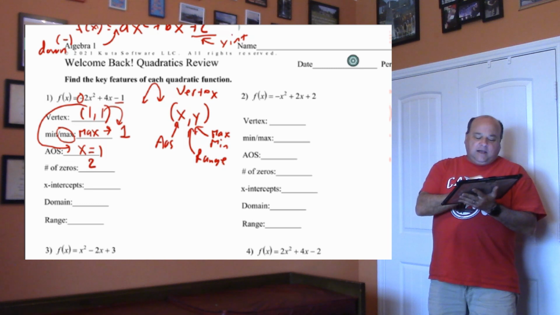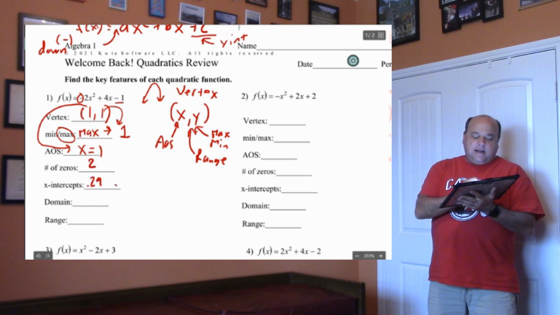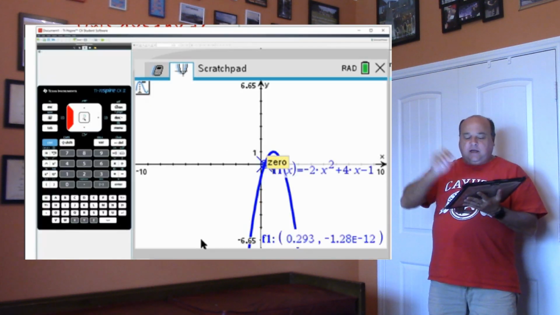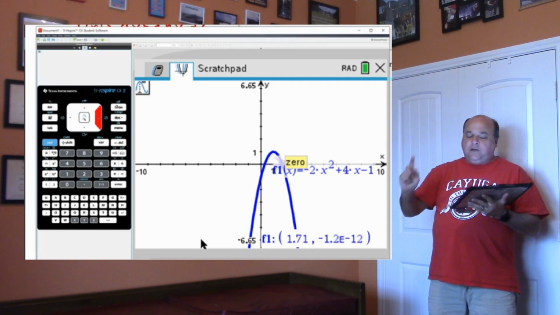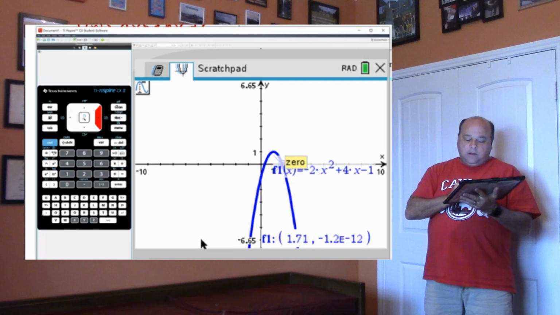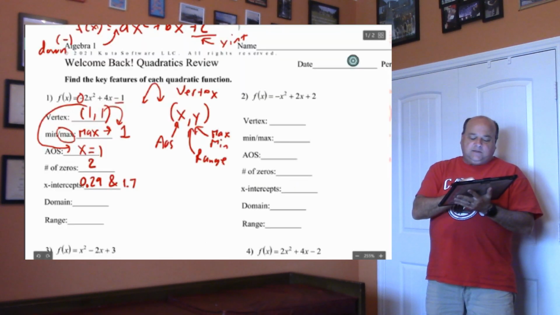So let's go back here. The x-intercepts are at 0.29, and I could put a 0 in front of that. And let's trace to the other one. It's probably going to be another funky decimal. Okay, so we're going to keep hitting the right arrow button. There's our other 0, 1.71. Okay, so we're going to put 1.71.